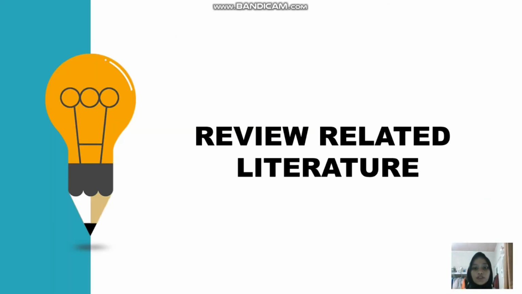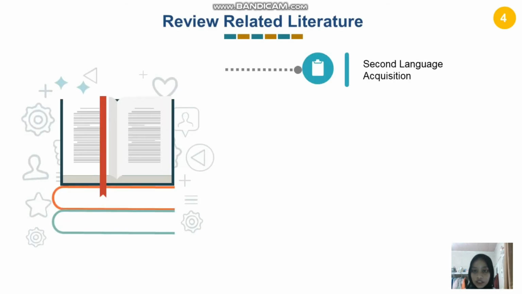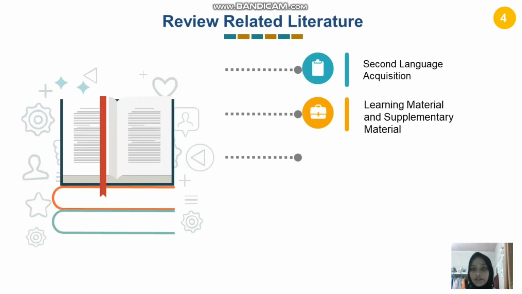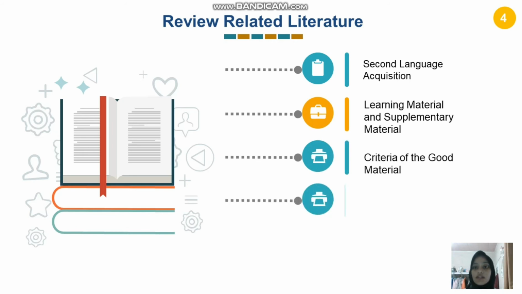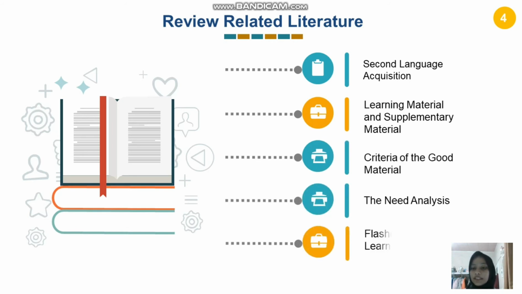So we continue to the review of related literature. In the review of related literature, there are 5 parts. The first is about second language acquisition. The second is about learning material and supplementary material. The third is about criteria of good material. The fourth is about need analysis. And the last is about flashcards as learning media.